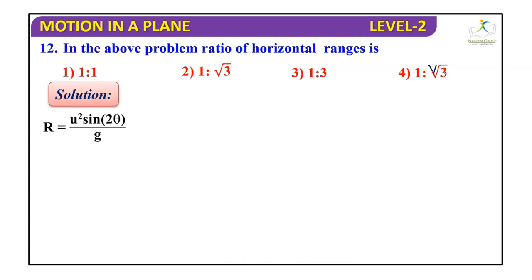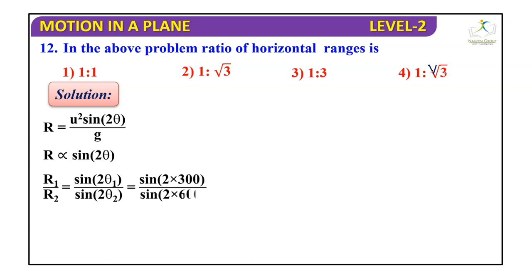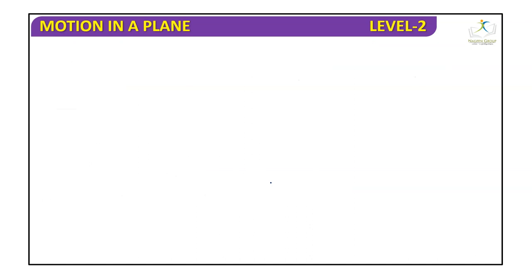R is equal to, we know, u squared sin 2 theta by g. So R is directly proportional to sin 2 theta. R1 by R2 is equal to sin 2 theta 1 by sin 2 theta 2. That means sin 30 degrees by sin 60 degrees. Okay, when we do the multiplication part, the answer will come as 1. That means the correct option for this question is 1 ratio 1. These are very simple questions, students, but the thing is that you must be prepared with the formulas.